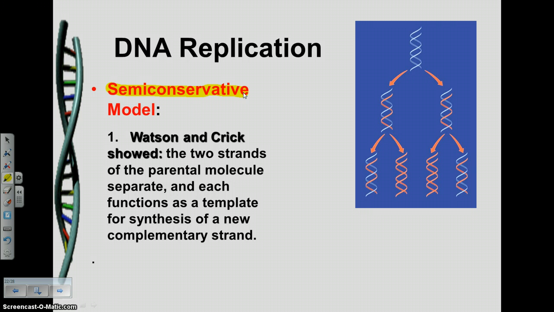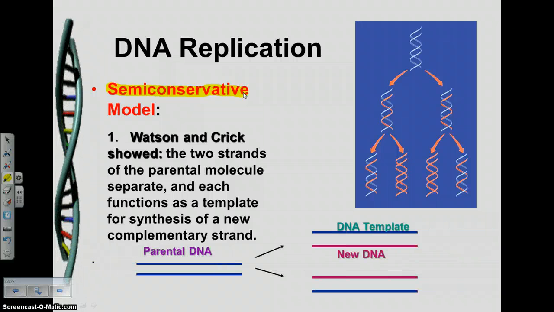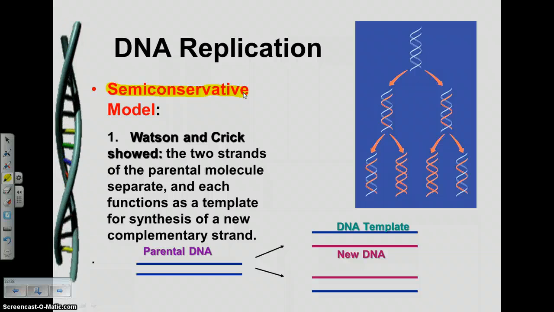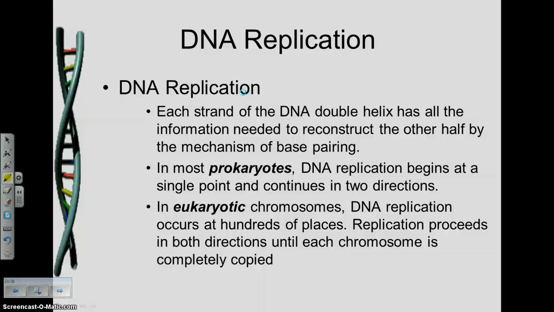So Watson and Crick showed the 2 strands of the parental molecule separate, and each functions as a template for synthesis of a new complementary strand. This is all number 8 on your notes organizer. So there's the parental DNA. It's being pulled apart, unwound and separated, unzipped, and then it serves as a blueprint for our new DNA. So we end up with 2 identical molecules of DNA.